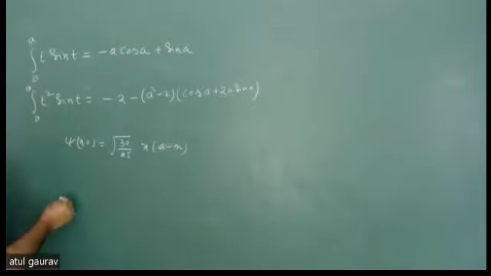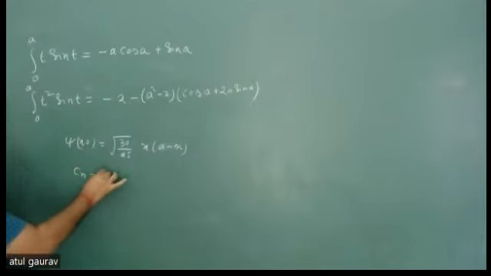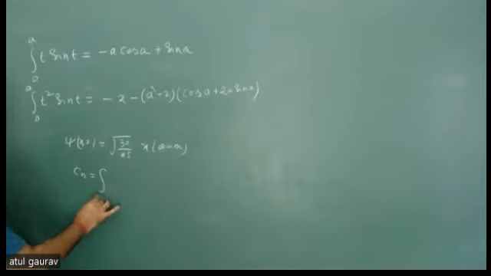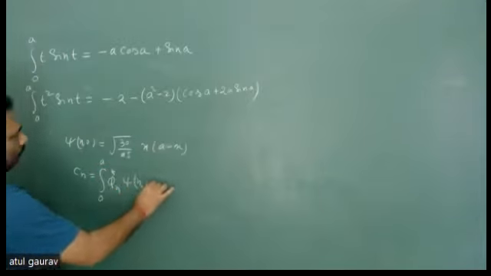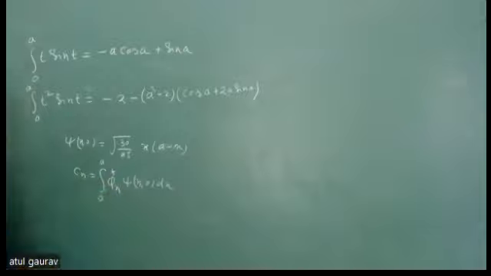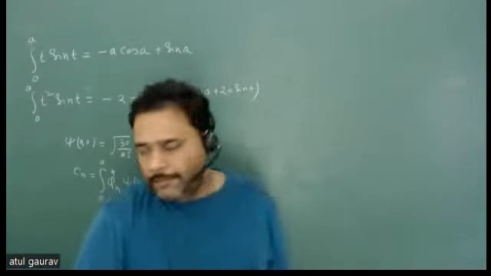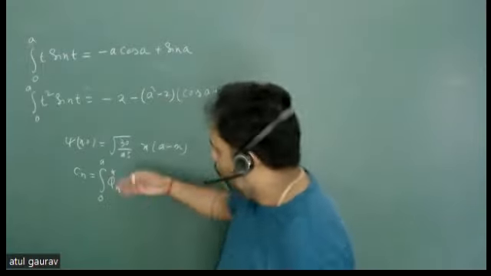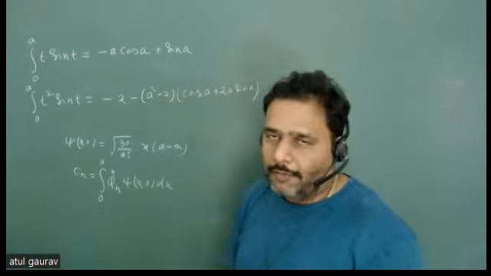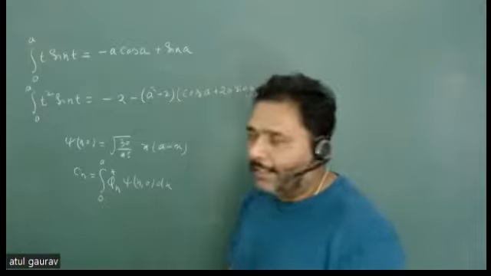So what is the value of Cn? Cn is nothing but, as we all know, the integral from 0 to a of phi n star psi x 0 dx. This is our value of Cn. Everybody knows this, right? So we have to do this integration. That's it. Once we do this integration, everything is a cakewalk. But doing this integration is really tough.